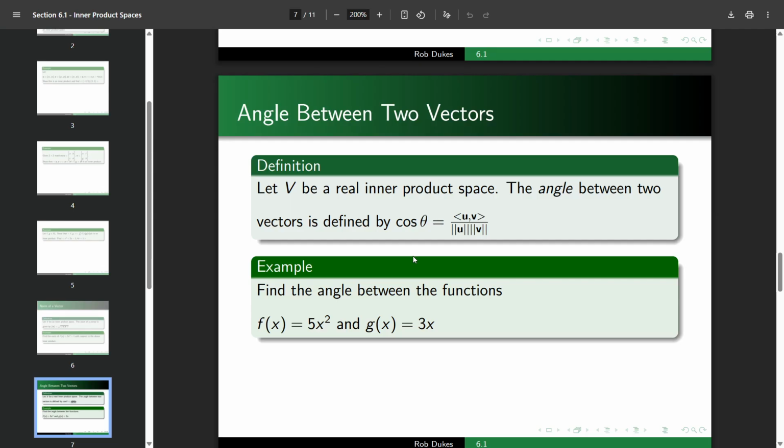So, once again, we're just generalizing what we did with dot product. So cosine theta, instead of u dot v, it's the inner product of u and v over the length of u times the length of v, or norm of u, norm of v. So let's find the angle between these two separate functions, 5x squared and 3x.